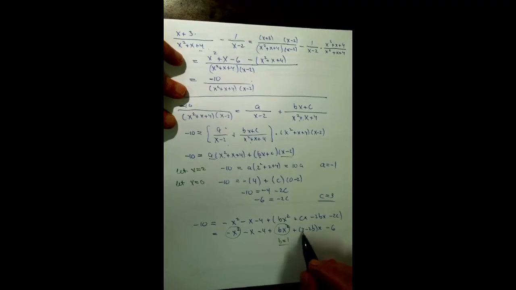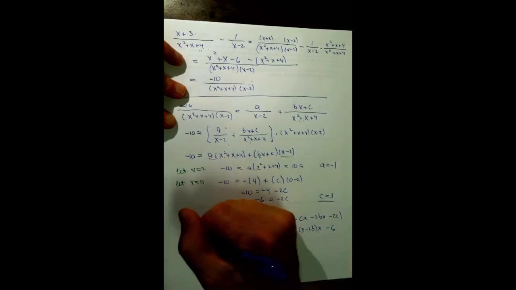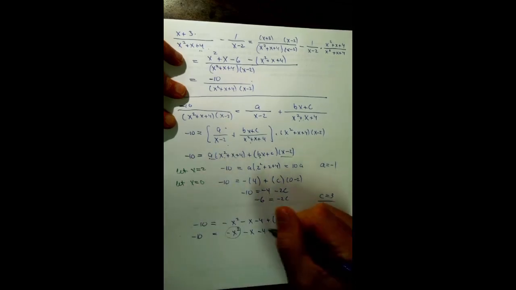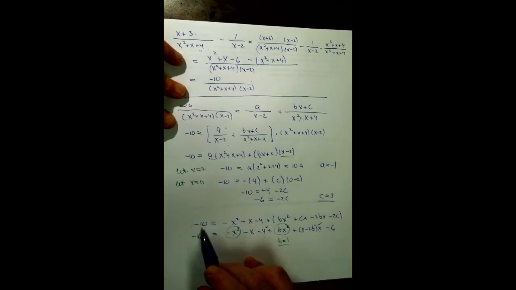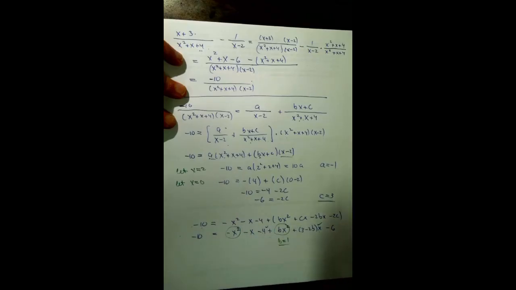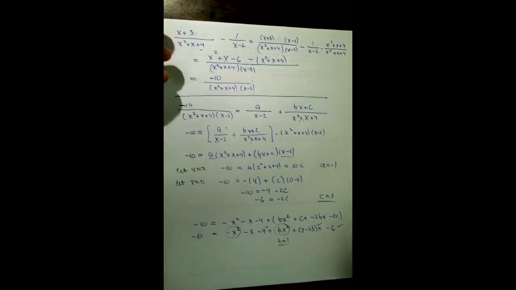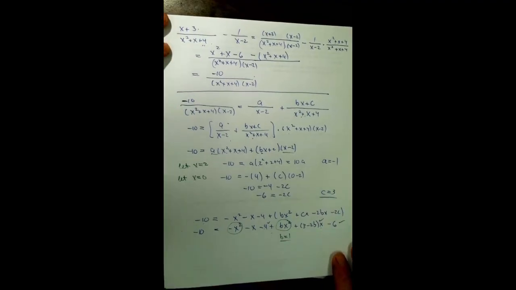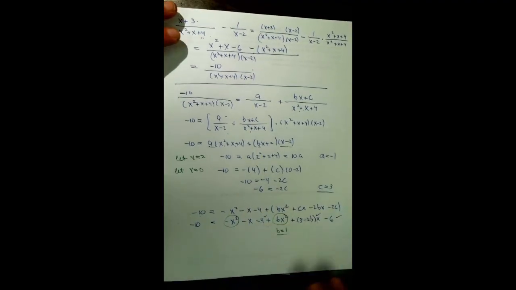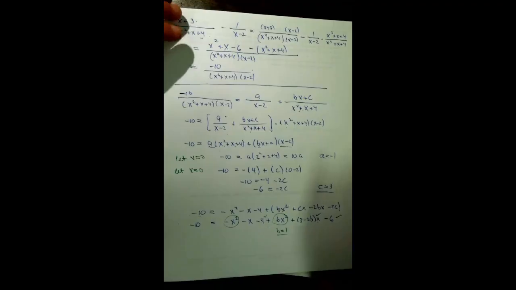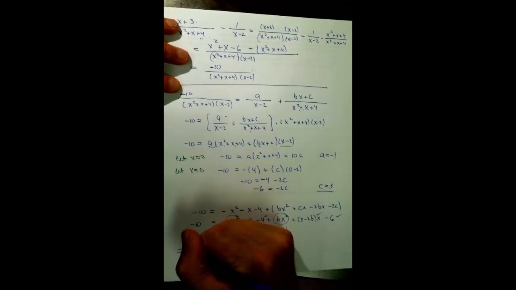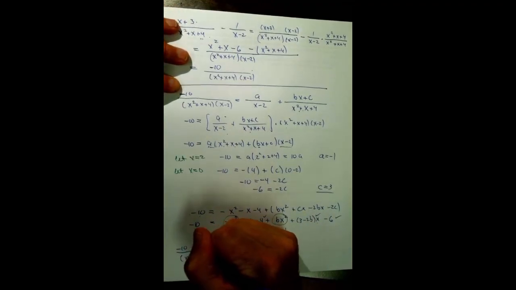I can do a quick check here. If b is 1, this is going to be 3 minus 2. This is 1x minus x plus x is 0. There's no x's on the right, so that checks. And then the constants should be minus 10. Minus 4 minus 6 is minus 10. That checks.